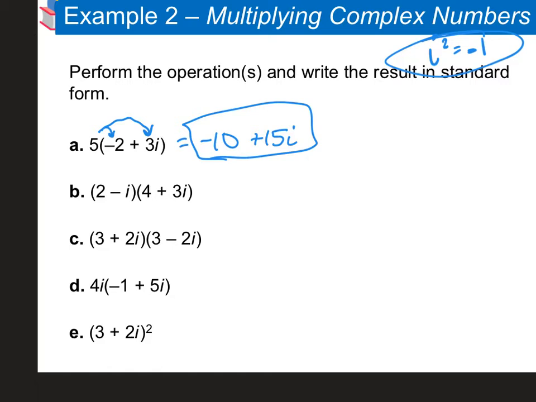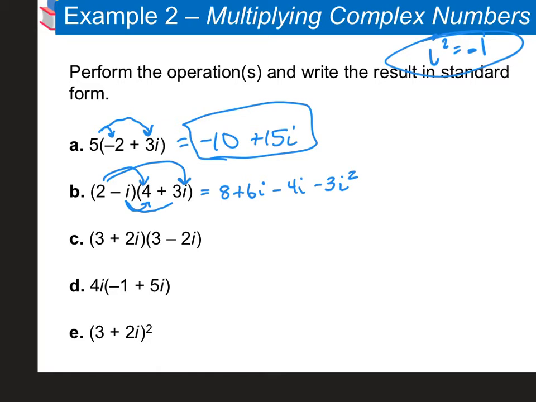That's it. 2 times 4 is 8. 2 times 3i is 6i. Negative i times 4 is negative 4i. Negative i times positive 3i is negative 3i squared. The first thing I would do, guys, I understand some of you see that.